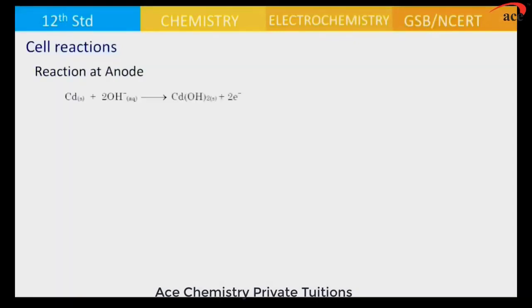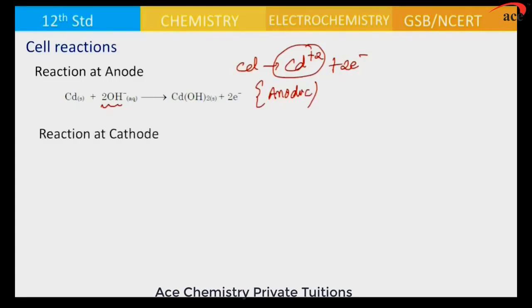The cell reaction at the anode. So I told you the cadmium which is there actually becomes cadmium ion by losing 2 electrons, and then this cadmium ion combines with OH minus to form cadmium hydroxide. So this is the anodic reaction.